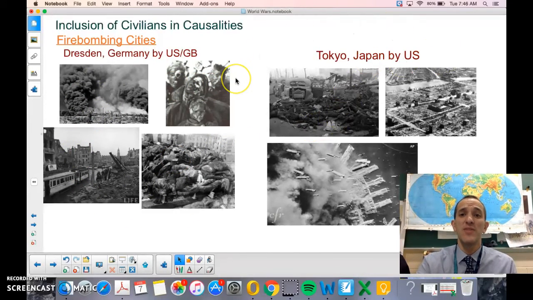The U.S. does the same thing in Tokyo, in Japan. On May 9th and May 10th of 1945, the U.S. has nonstop bombing for almost 48 hours straight. And this is a picture of the amount of bombs that we're talking about.